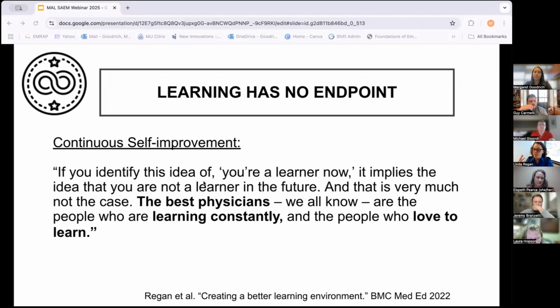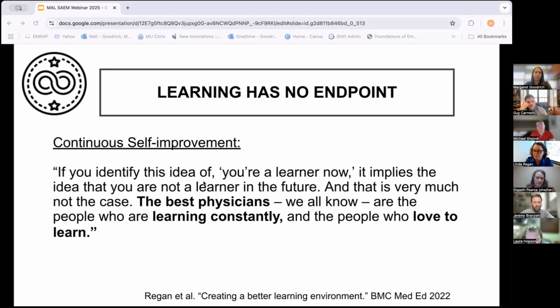Big picture point number 2, learning has no endpoint, right? And I think that this idea about lifelong learning, we all think that that's an underpinning of education, but when you talk to learners, they need to recognize that learning is not a process that happens in school and residency, and then you're no longer a learner anymore. This quote, I think, is fabulous: the best physicians we all know are the people who are learning constantly and the people who love to learn. So this is an ongoing process that will be part of your life forever if you are going to actually be able to continually create knowledge and recreate knowledge and re-understand knowledge and integrate so that you can adapt it moving forward.